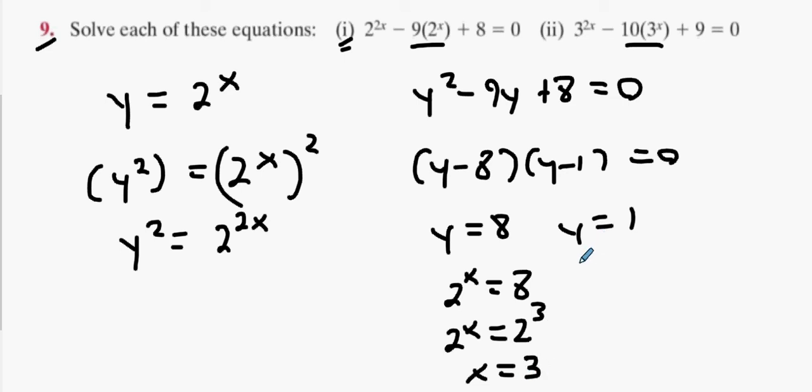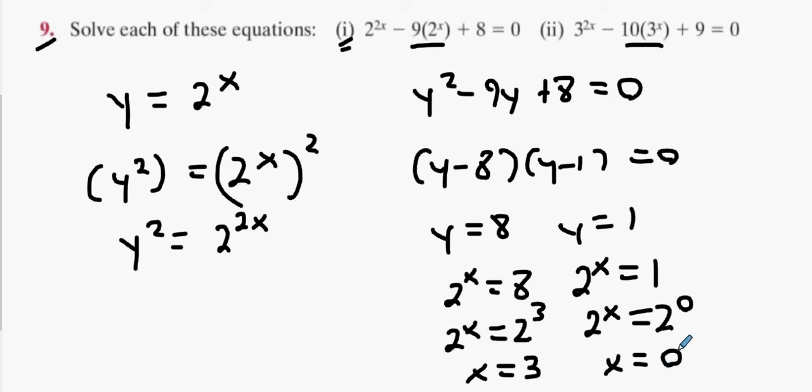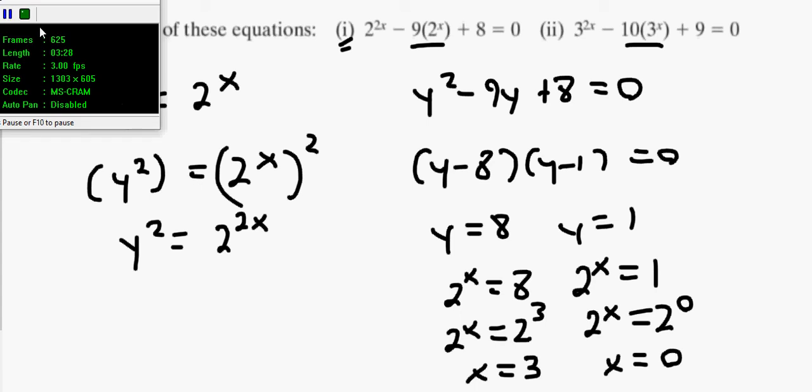What about the next part? 2 to the power of x equals 1. 2 to the power of x equals 2 to the power of 0, because 2 to the power of 0 is 1. This means x equals 0. Are we cool with that? Right. No. Alright, go on. Where did you lose? Okie dokes.